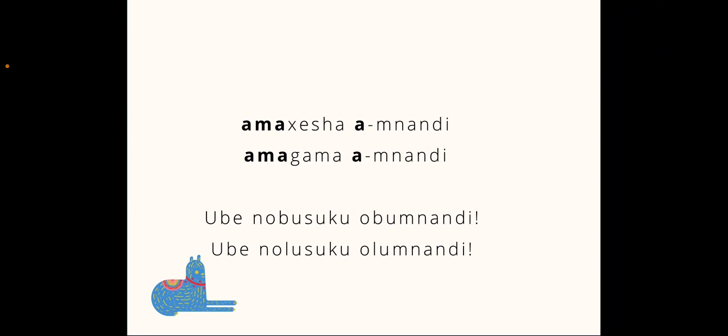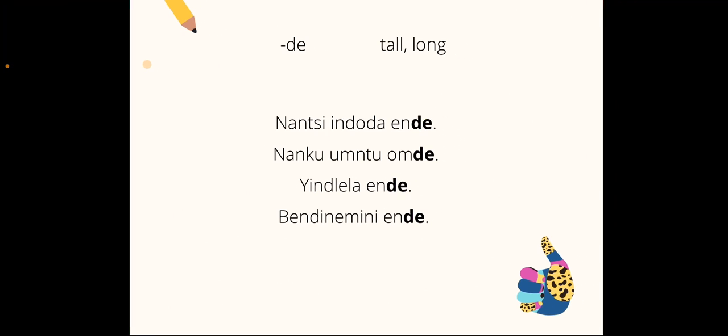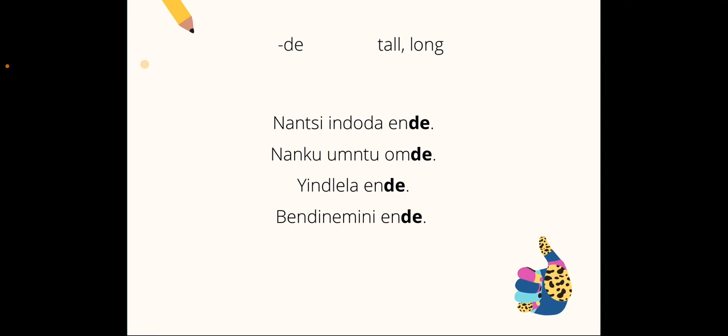Amaxesha amnandi, good times. Amagama amnandi, sweet words. Ube nobusuku obumnandi, have a nice evening. Ube nolusuku olumnandi, have a nice day. So now that we understood the relative stems, let's focus on some other adjectives, like for instance, the adjective which has the root de and means tall or long.